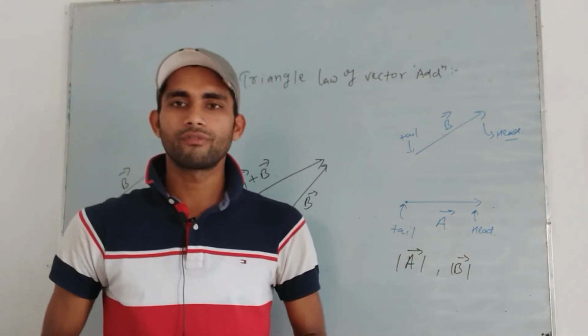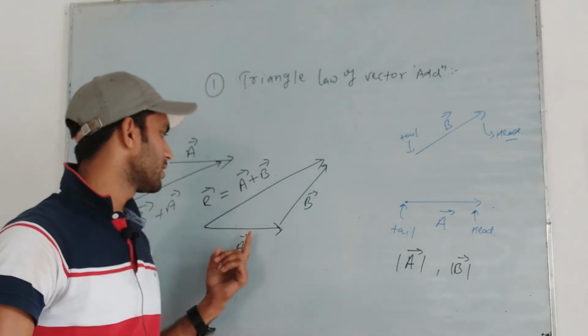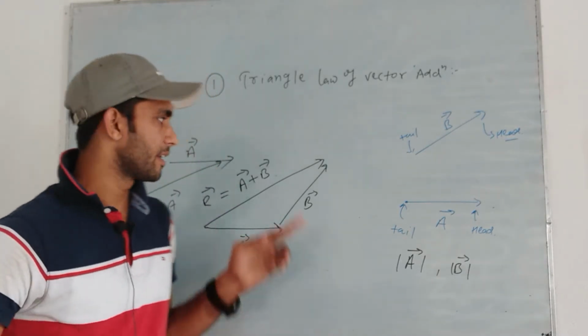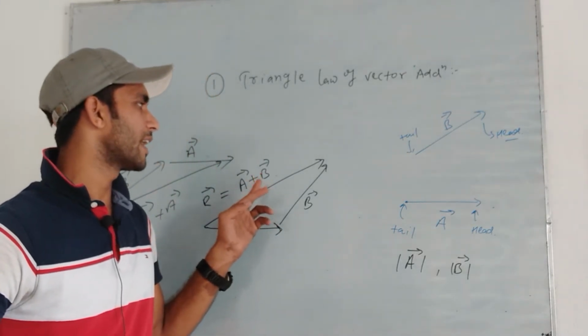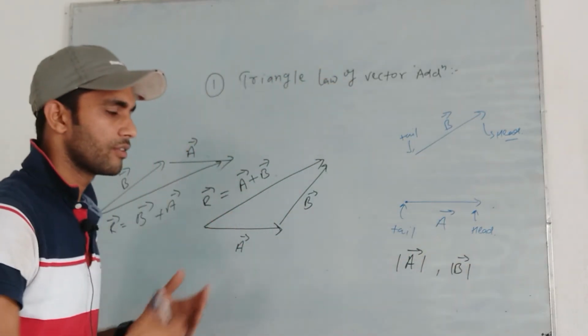So in the triangle law of vector addition we have to make a triangle by using two vectors and consider both vectors as sides of the triangle, right? And you will find the third side of the triangle as the sum of A and B, right? So this was the triangle law of vector addition.